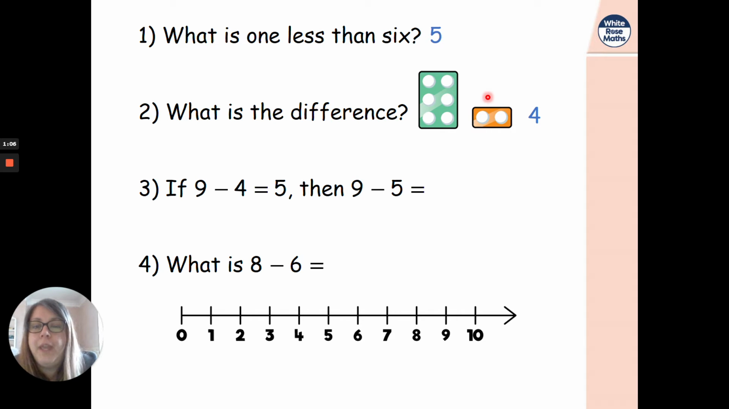Number 3: if 9 take away 4 equals 5, then 9 take away 5 must equal 4. Well done if you managed to say that. Remember, we just switch our numbers around, don't we? Fantastic.